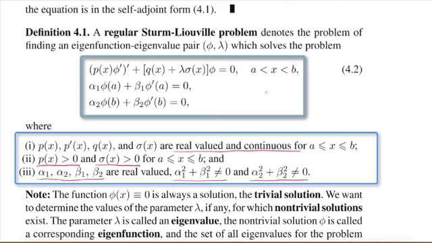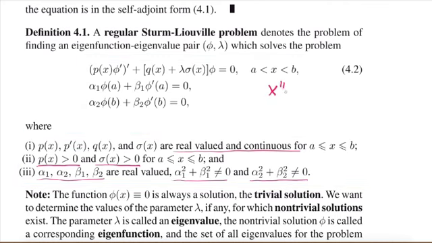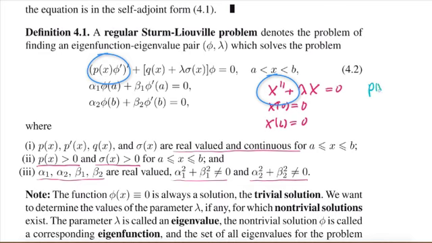Let's compare our little example which I just had before. If I have X double prime plus lambda X is 0, X at 0 is 0, X at L is 0, how does it match? Comparing the first term, here we have p of x phi prime and then in brackets prime. So if we choose p is 1, then this is great. So p of x is equal to 1. Then we have the first term.